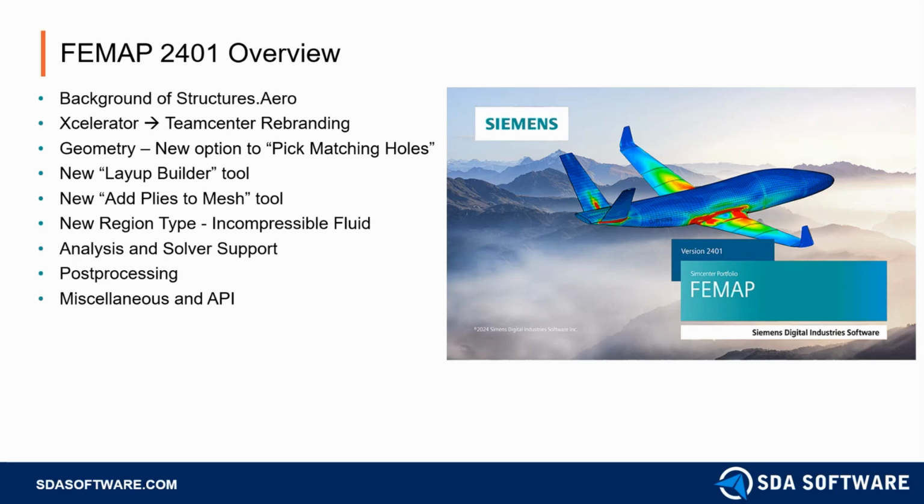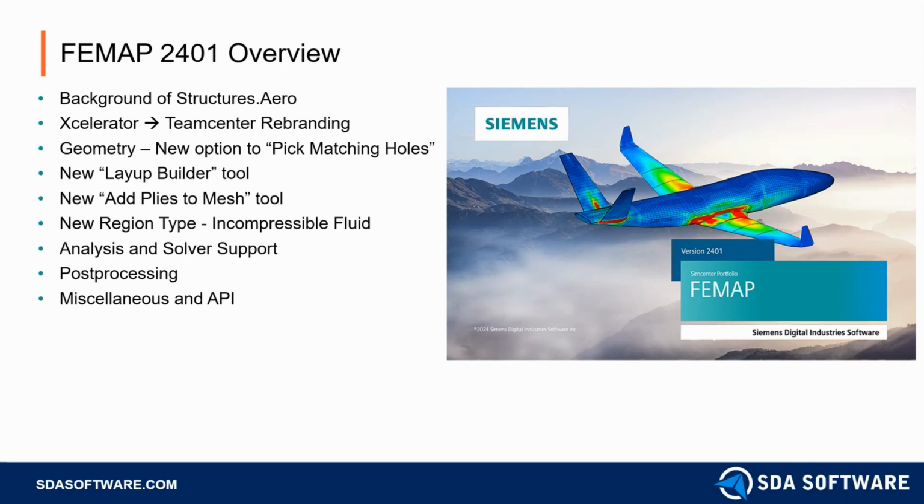And then we'll dive into the three big updates, in my opinion, for 2401, which are the new Layup Builder, which is a completely new methodology for creating layups and properties. And then we'll talk through the Add Plies to Mesh tool, which isn't as expansive of an update as far as the user interface goes, but I think it's a really powerful tool that a lot of people will use if you use layups.